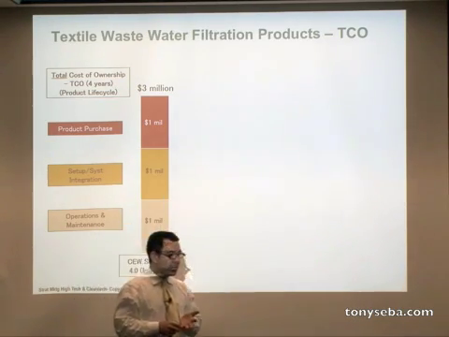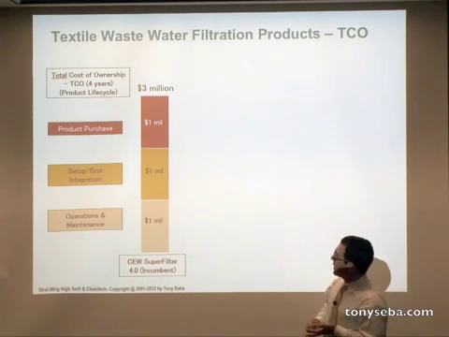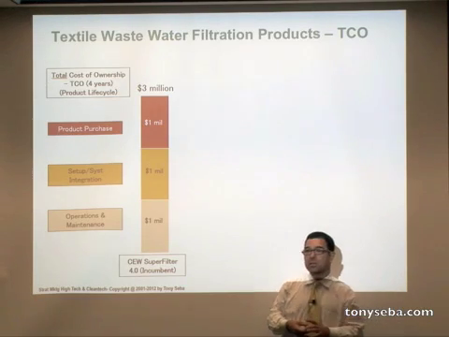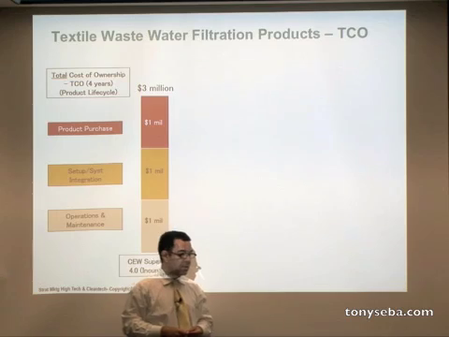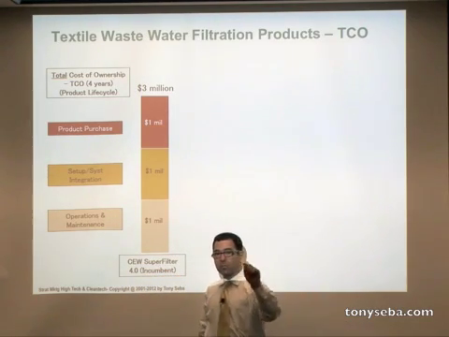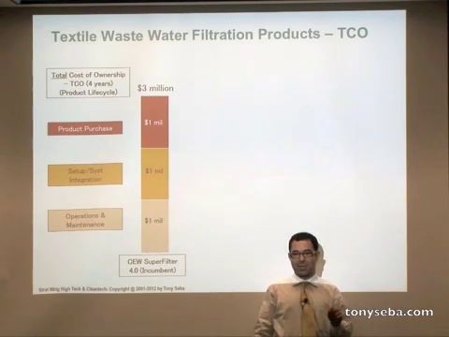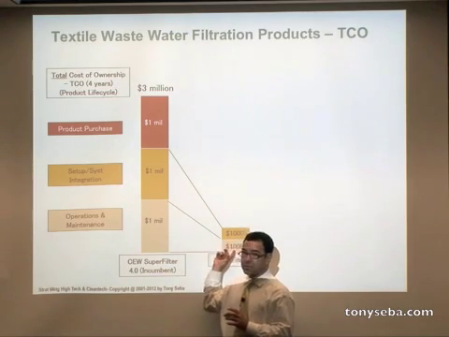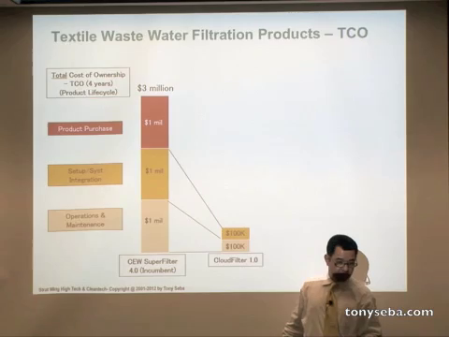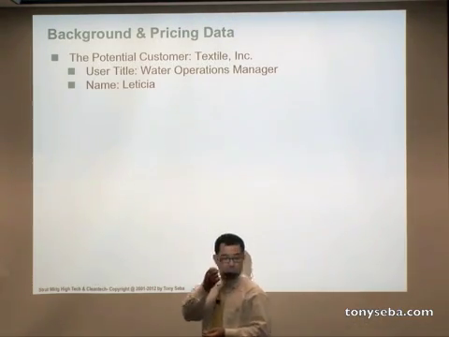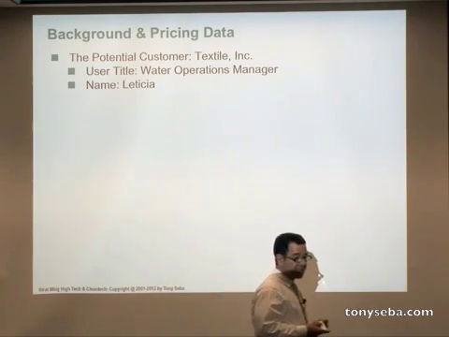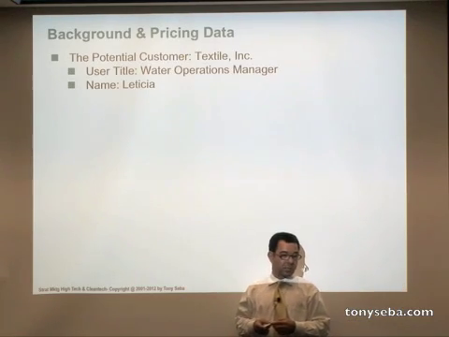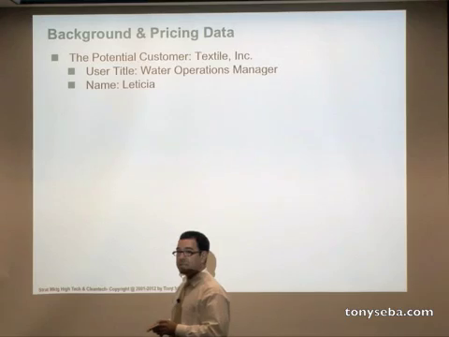What should be? Now, this is graphically how to put together O&M, setup, and product purchase. So that's a $3 million total cost of ownership over 4 years of the incumbent. So your problem as a startup company, as a cloud startup company, is that you're not the incumbent. But you do save 90% in two things: O&M and setup costs. More data, potential user. The company is called Textile Inc. Very creative name. The user title is Water Operations Manager, and her name is Leticia.